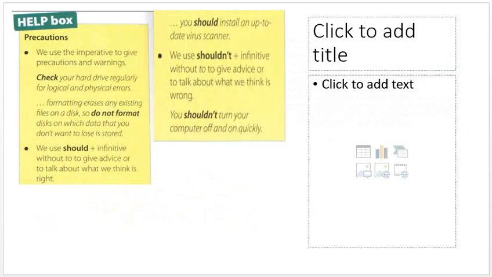Okay, we have a help box. In this help box, we want to talk about imperative sentences, and also we talk about precautions. We use the imperative to give precaution and warning. Precaution means care, and warning means when you want to stop somebody from doing something, or prohibit somebody from doing something, then you give him a warning, or you warn him.